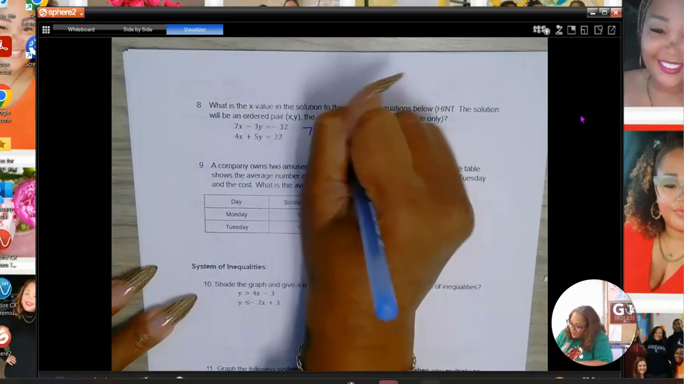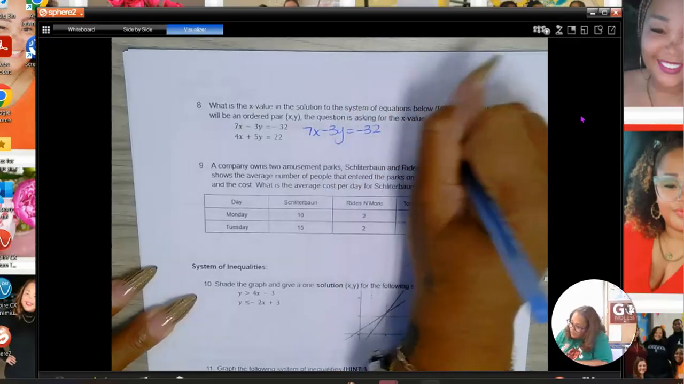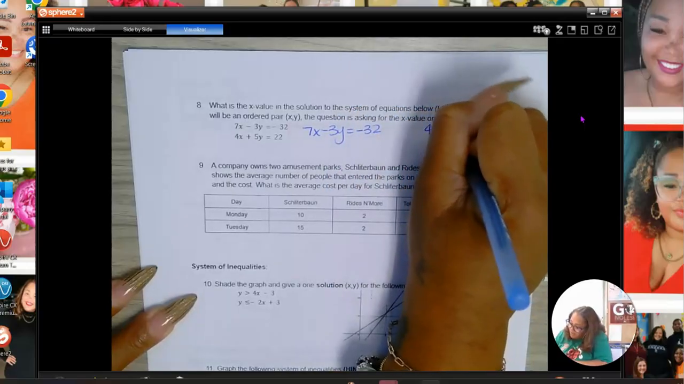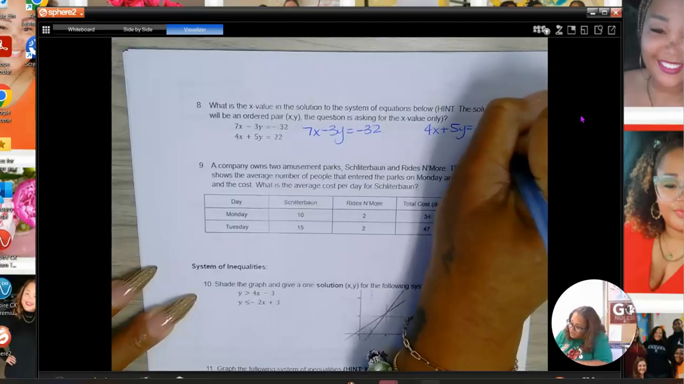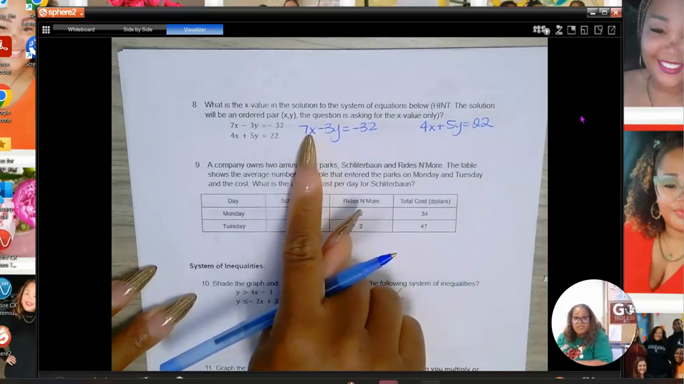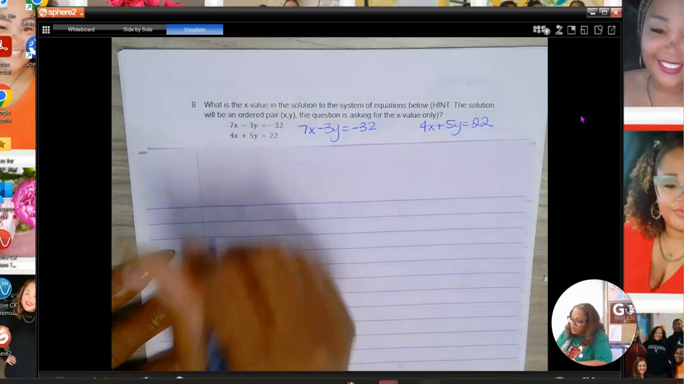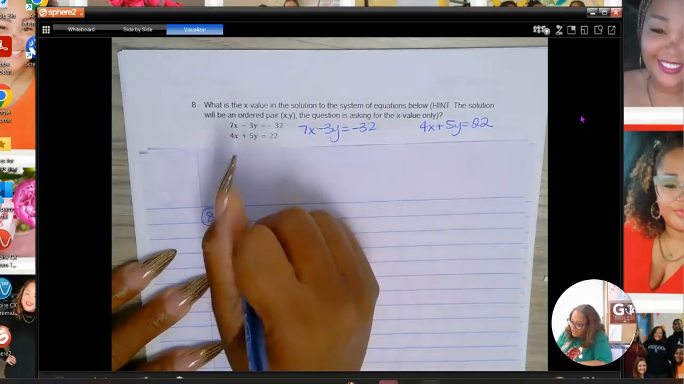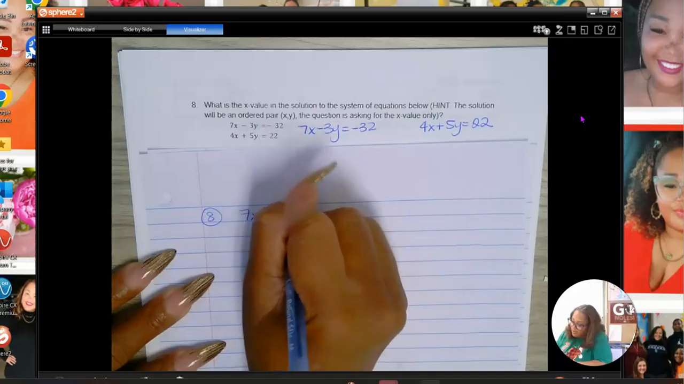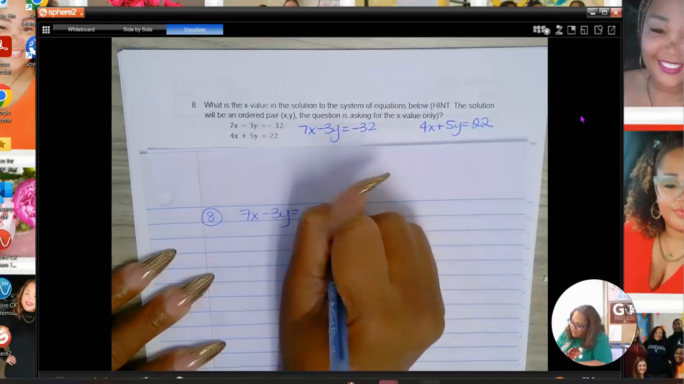7x minus 3y equals negative 32. 4x plus 5y equals 22. Here, you are going to subtract 7x from both sides. If you need to write it on separate paper, do so. I highly advise that you do that anyway. 7x minus 3y equals negative 32.